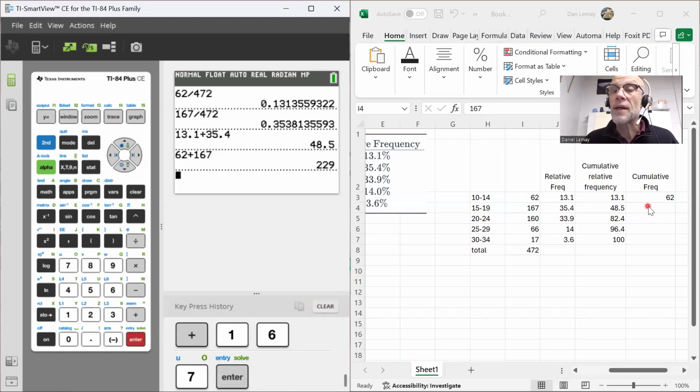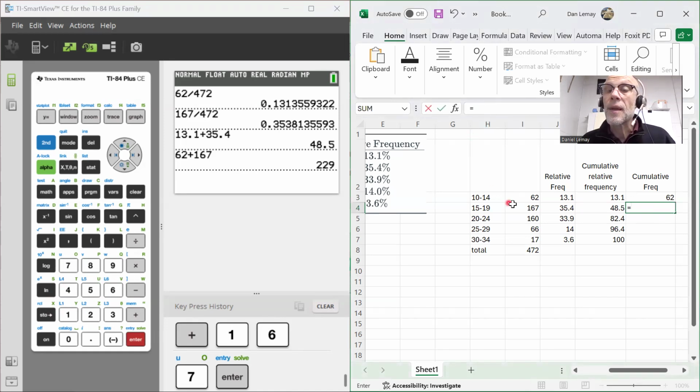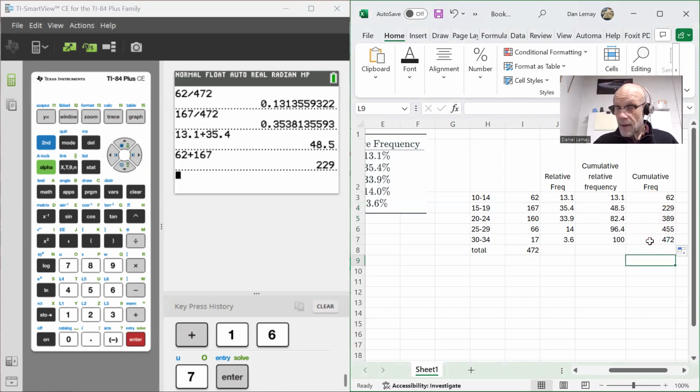So that's 229. And of course, if we let the spreadsheet do it, equals this plus that next one down to 229. That's what I got there. And I'll just fill that down. So that's the cumulative frequency.